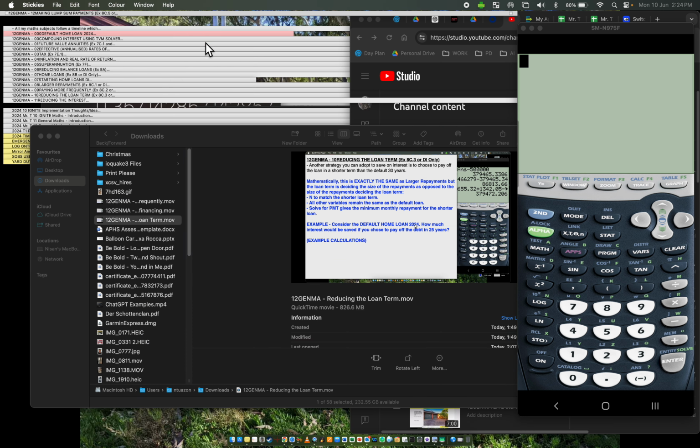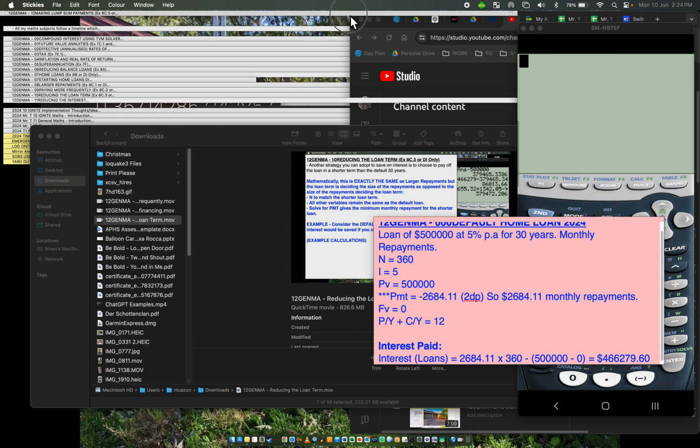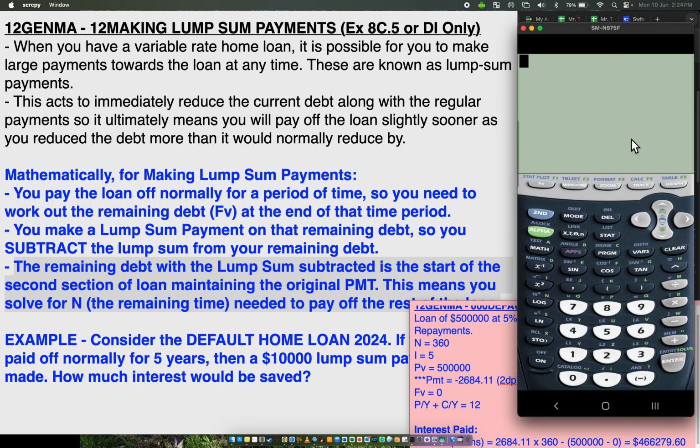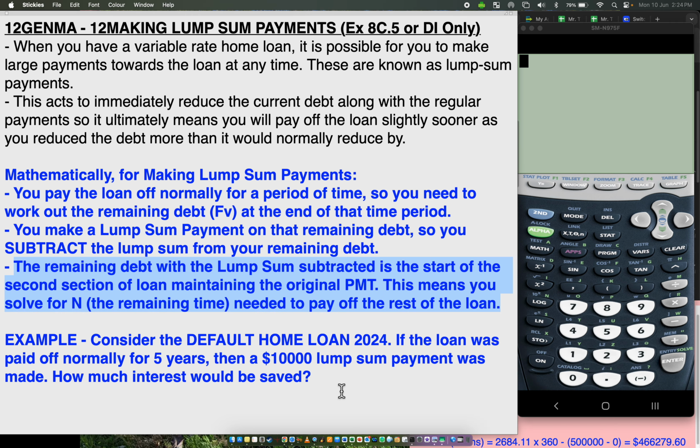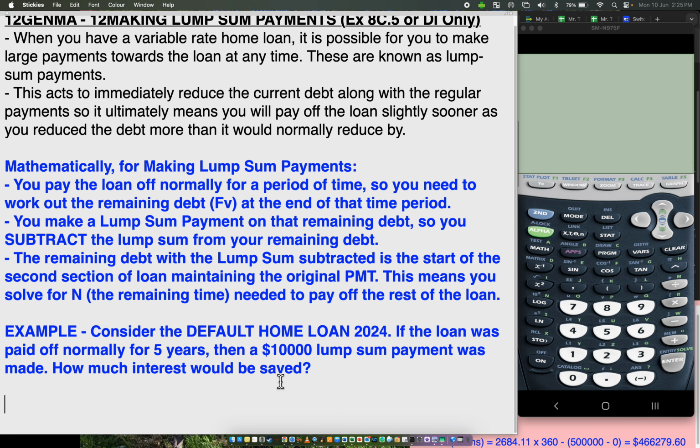So once again, we're going to need the default, just hiding down here so I can see it, because I'm going to refer to that. So for example, consider the default home loan of 2024. If the loan was paid off normally for 5 years, then a $10,000 lump sum payment was made, how much interest would we save? So first, 5 years. I have the maths of this from the previous video, but I'm going to do it again from scratch to show you that it really takes no time at all.